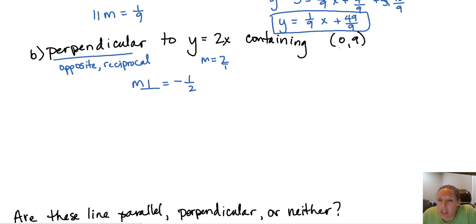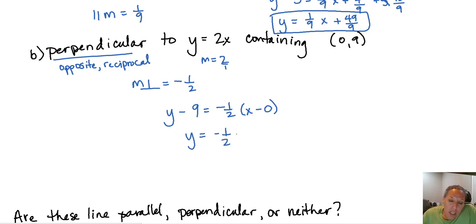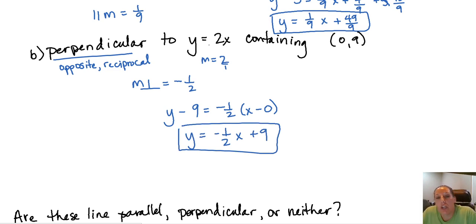And then it's going to contain the point 0, 9. So y minus 9 equals negative 1/2 times x minus 0. x minus 0 is just x, so on the right hand side that's going to be negative 1/2 x. So when we add 9 to both sides, we get negative 1/2 x plus 9 is the equation of the line that will be perpendicular to y equals 2x and contain the point 0, 9.